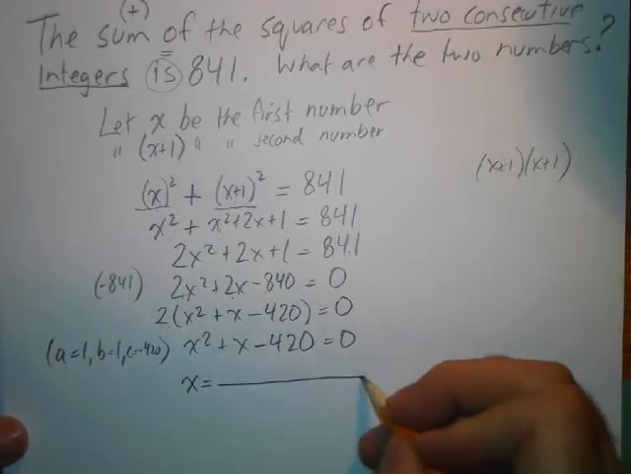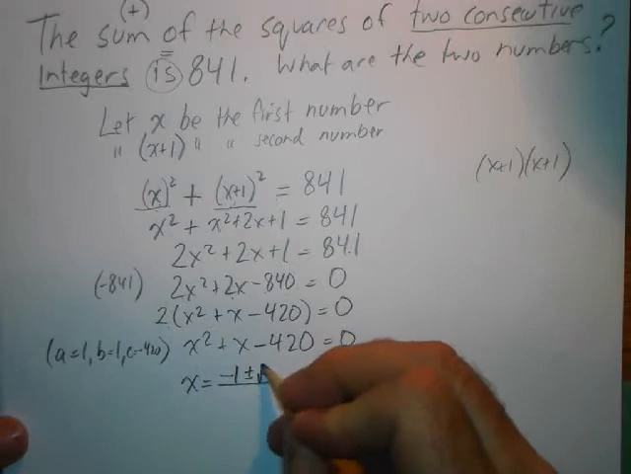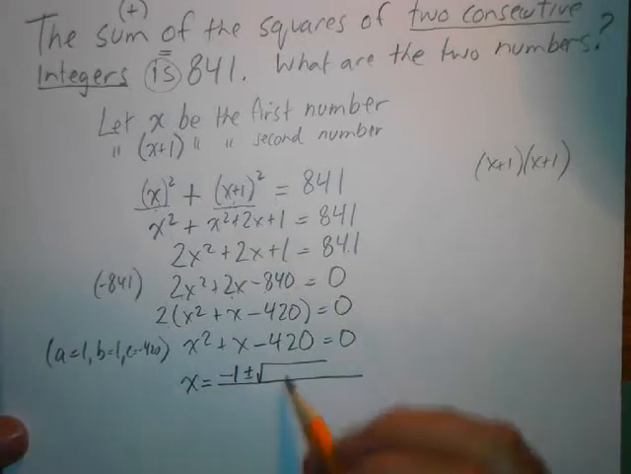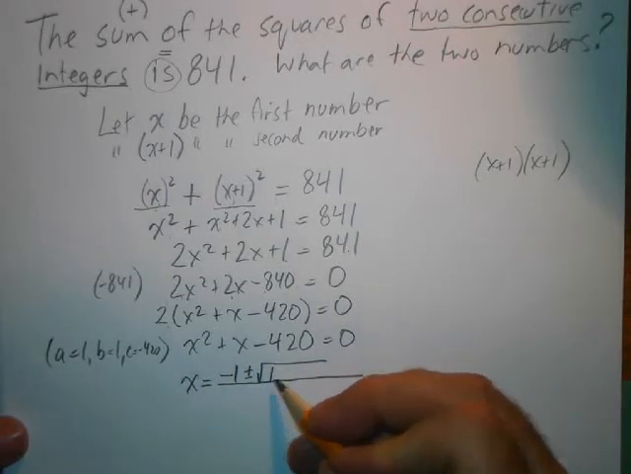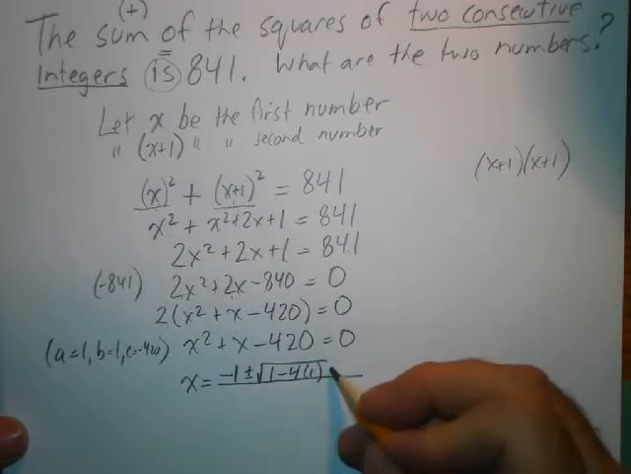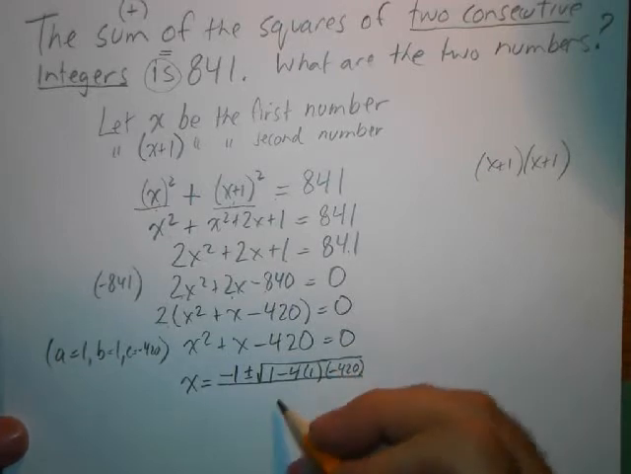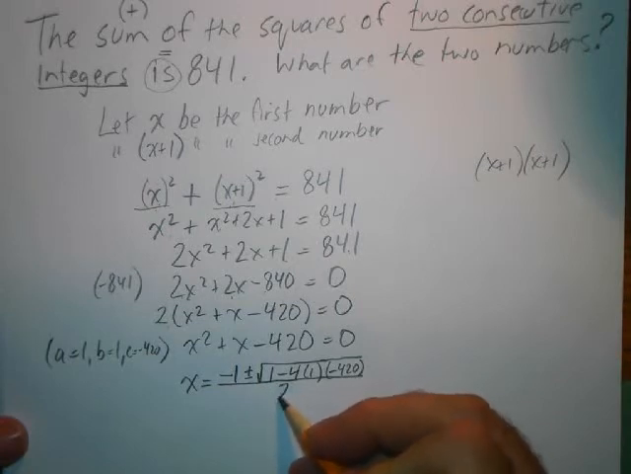So that's going to be x equals negative b plus or minus the square root of b squared. So b squared is 1 squared, which is just 1, minus 4a, which is 1, and c, which is negative 420. And that's all over 2a, which is just 2.